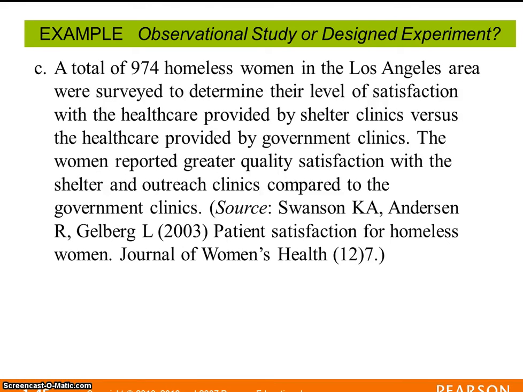Here's another example. So let's say a total of 974 homeless women in LA were surveyed to determine their level of satisfaction with the health care provided at shelter clinics versus the health care provided by government clinics. And the women reported greater quality satisfaction with the shelter and outreach compared to the government clinics. So this would be an observational study, and again, this would be cross-sectional because this is over a short period of time.